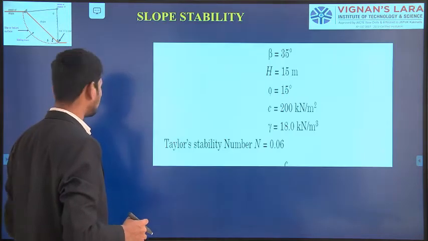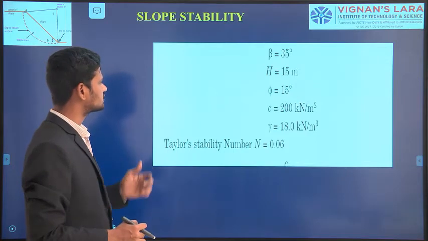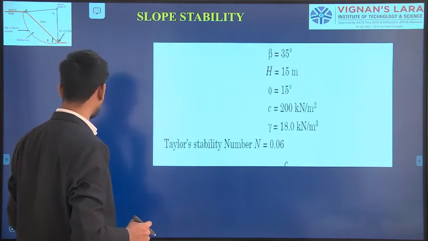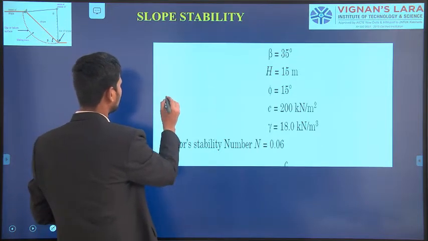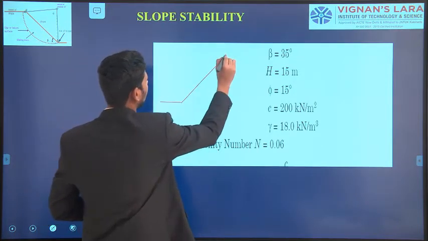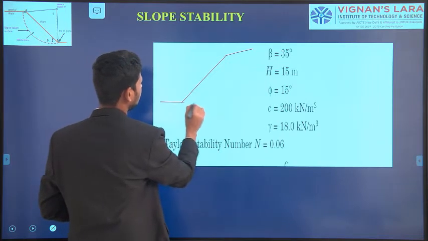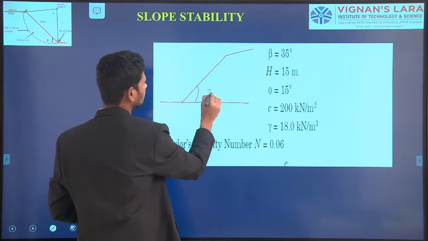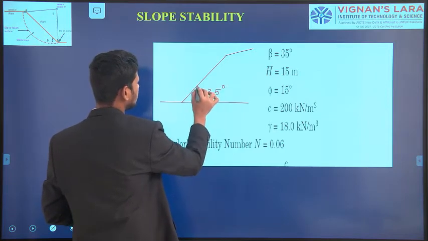And again, if you see here, there are given problems written here. In this problem, what they asked is that there is an earth embankment, and this earth embankment is making an angle of 35 degrees with the horizontal ground surface.